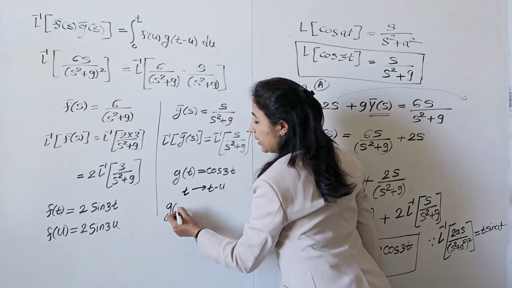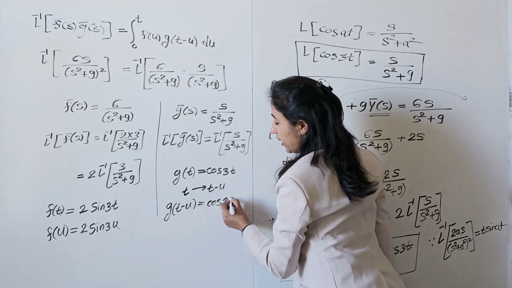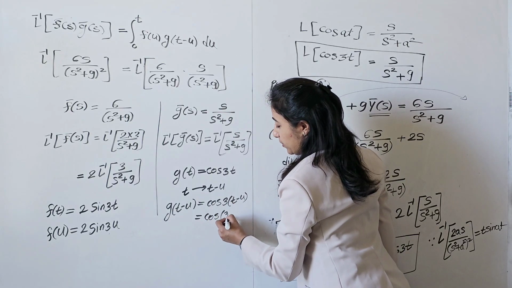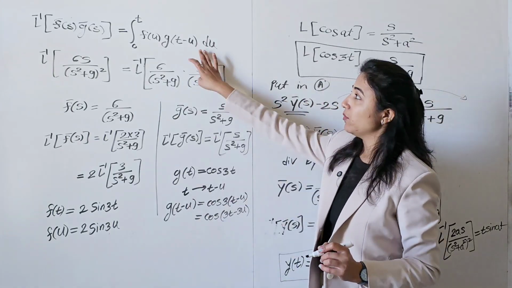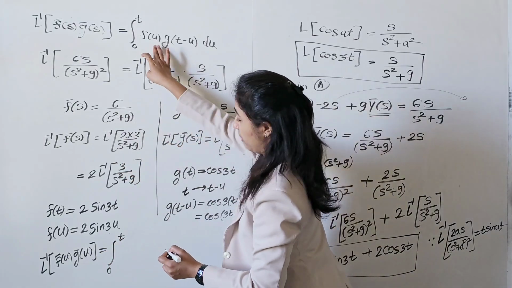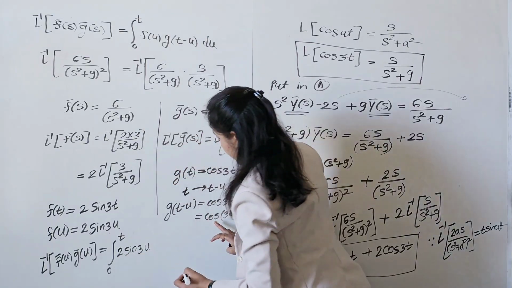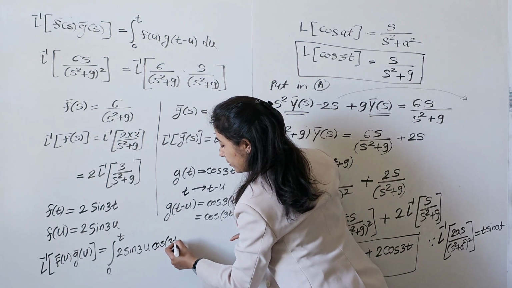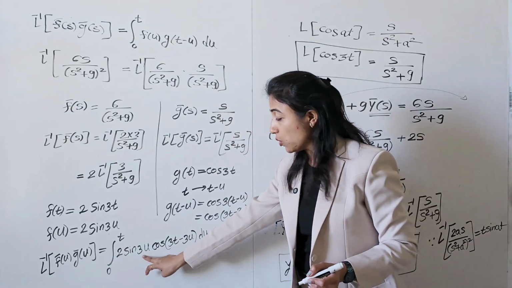So you will get g(t minus u) equal to cos 3(t minus u). That means it is cos(3t minus 3u). Put this value in this formula, equal to the integration from 0 to t. Here f(u) is our 2 sin 3u and g(t minus u) is cos(3t minus 3u) du. In the next step you have to solve this integration.